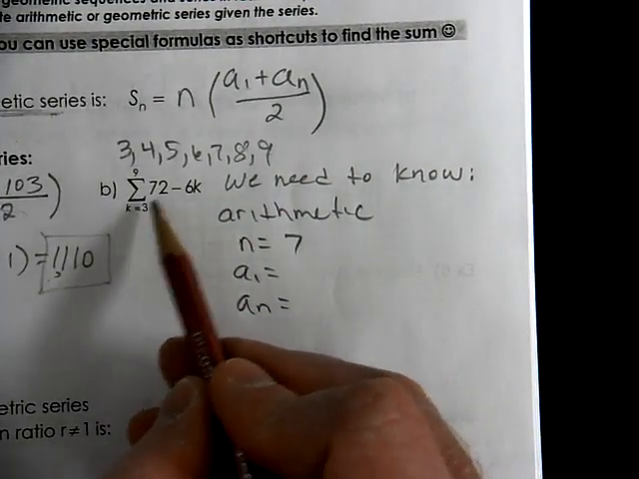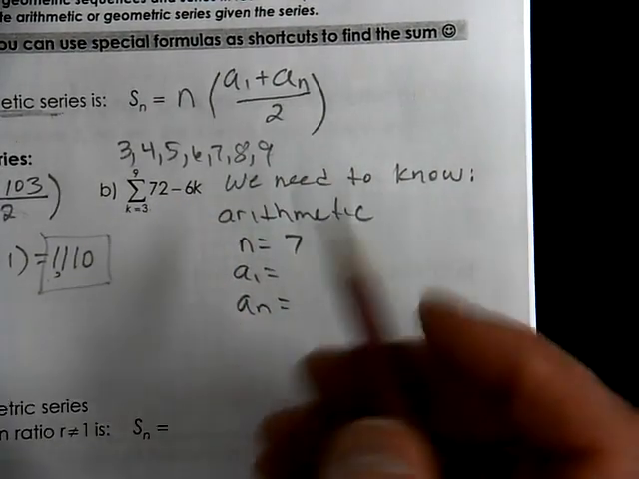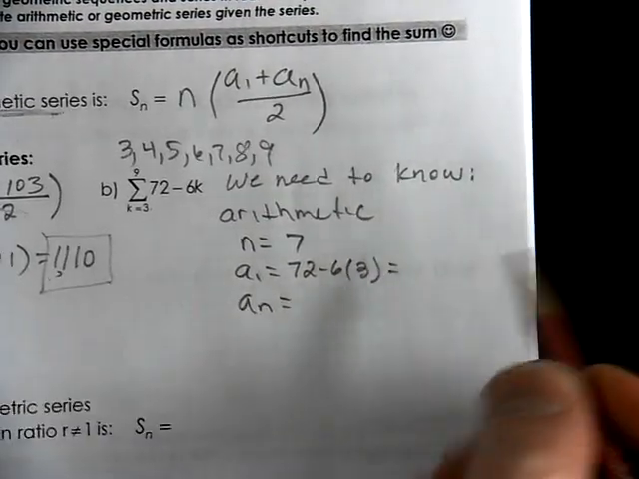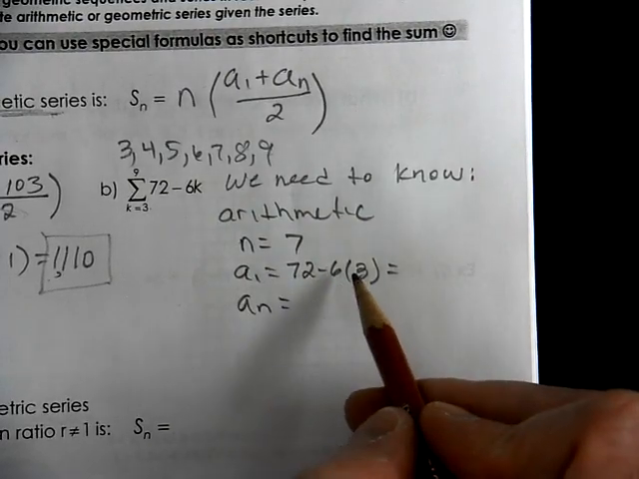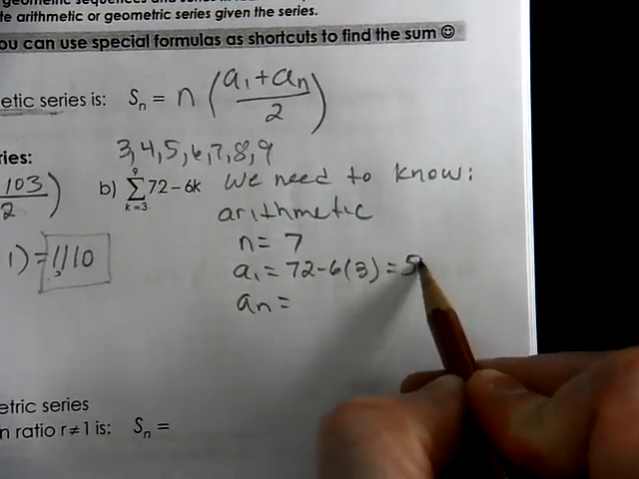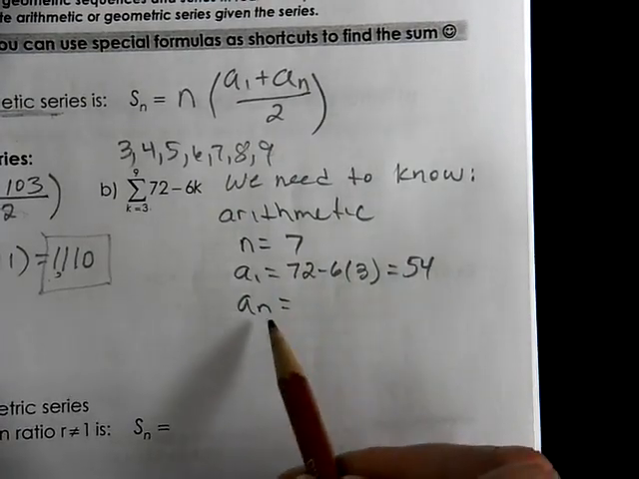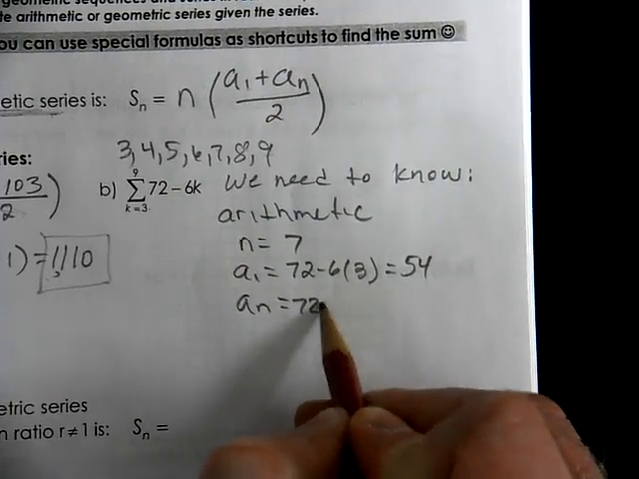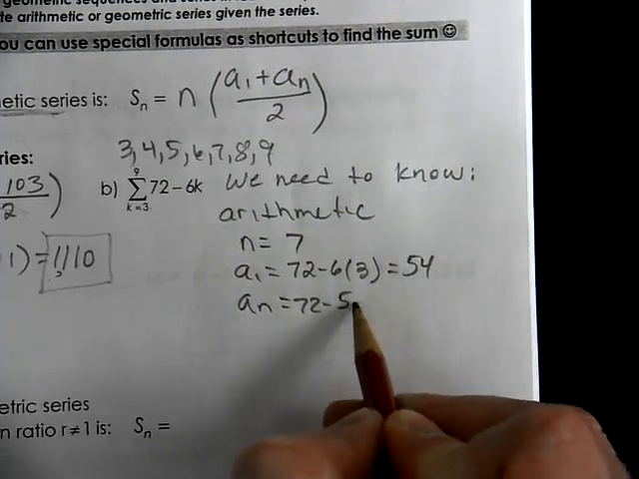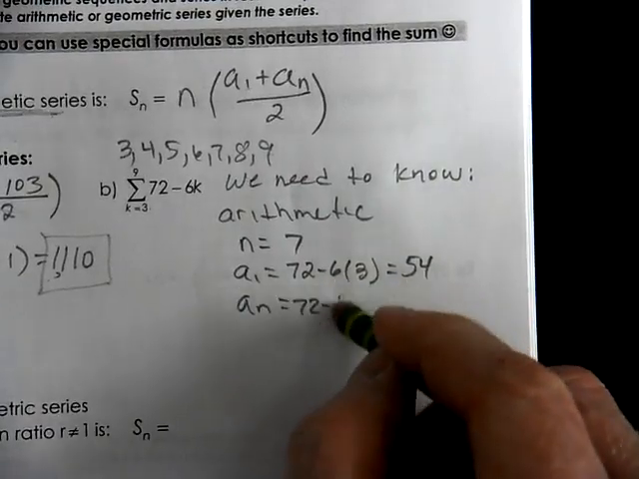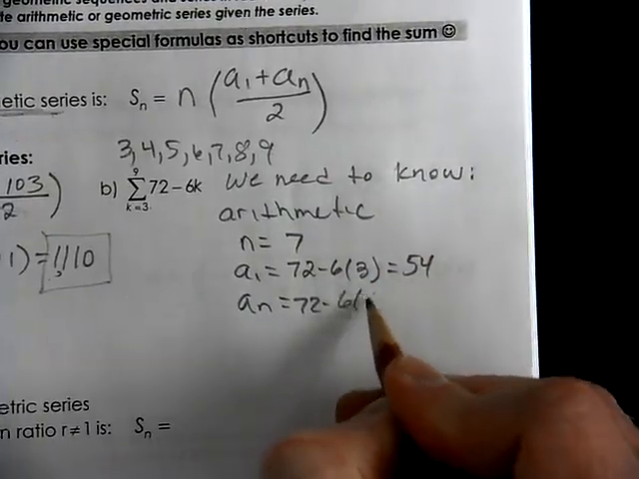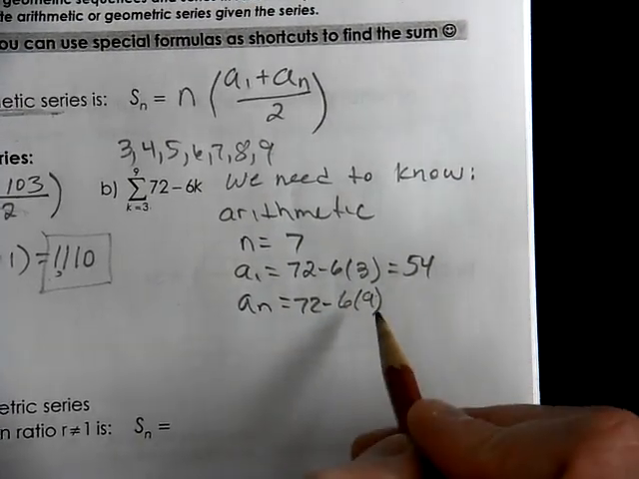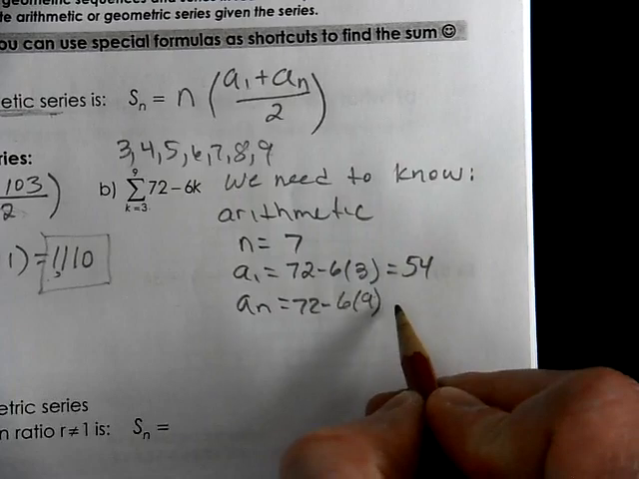A of 1 is when you plug in the 3. Not plug in a 1, but when you plug in a 3. So this is 72 minus 18. That should be 54. Your last term is when you plug in a 9. That's 72 minus 54. 6 times 9, which is 54. 72 minus 54 would be 18.